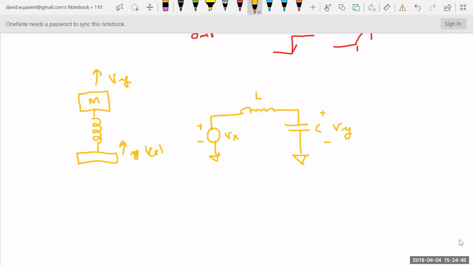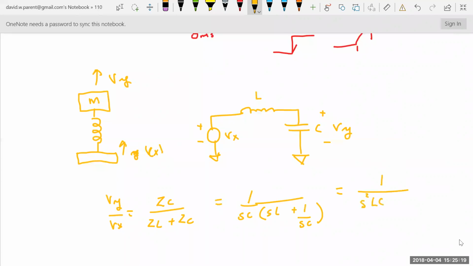So what is the transfer function of this? All right. So Vy over Vx is really just Zc over Zl plus Zc, which equals 1 over SC over SL plus 1 over SC, which equals 1 over LC S squared plus 1.